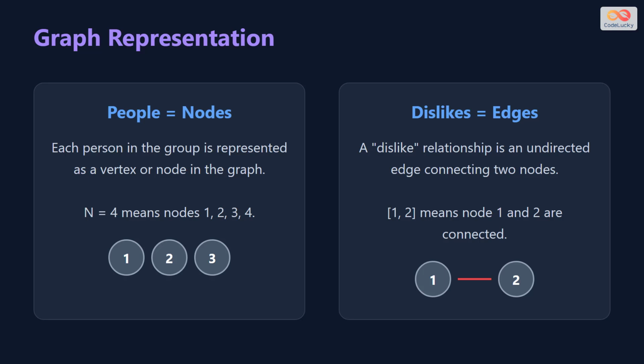To solve this computationally, we think in terms of graphs. Each person is a node or a vertex. Every pair of people who dislike each other is connected by a line, which we call an edge. So, if person 1 dislikes person 2, we draw a line connecting node 1 and node 2. This transforms our social problem into a mathematical structure.